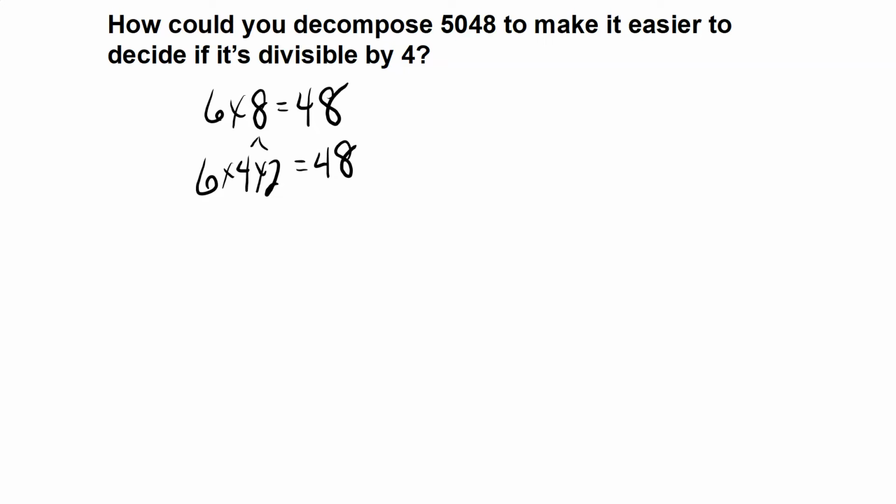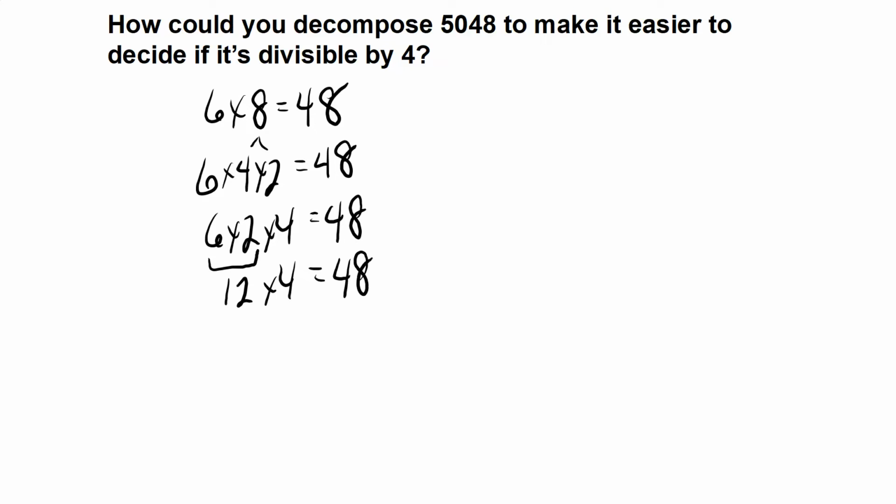And I could rearrange things a little bit here to say that 6 times 2 times 4 is equal to 48. And when I combine those, I end up with 12 times 4 is equal to 48. So if you remembered your 12 times tables, you could have got to that point much more quickly. So I know that 48 is divisible by 4. There are 12 of them.